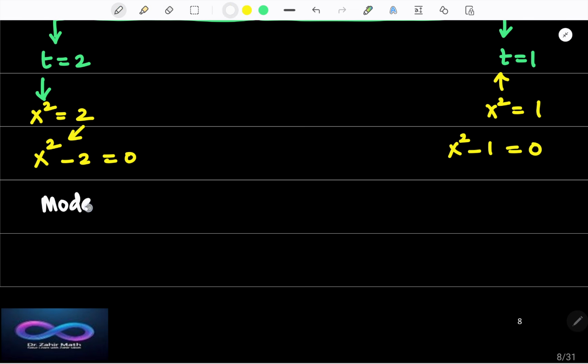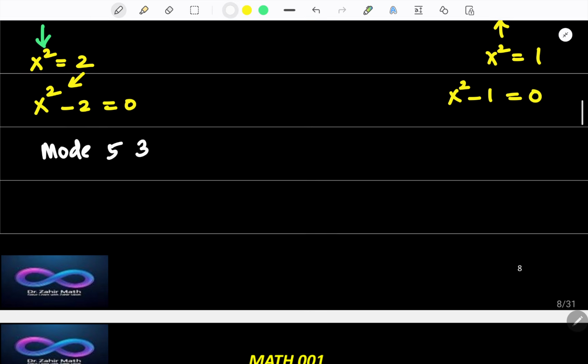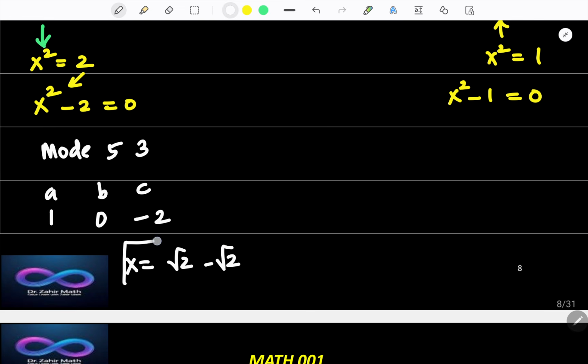Go to calculator, mode 5 and 3. So press A, B, C. What is your A? 1. B, 0. C, negative 2. So what am I going to get? X equals root 2. X equals negative root 2. Are you getting this value? Check it out. Let me wait for 1 or 2 seconds.